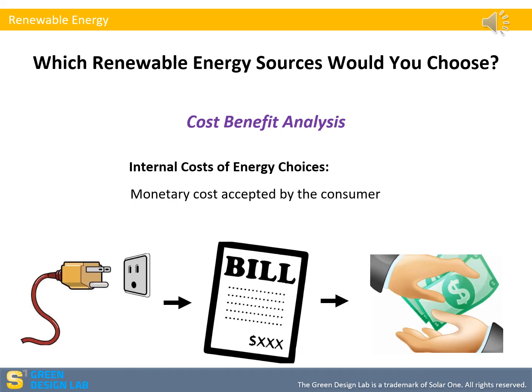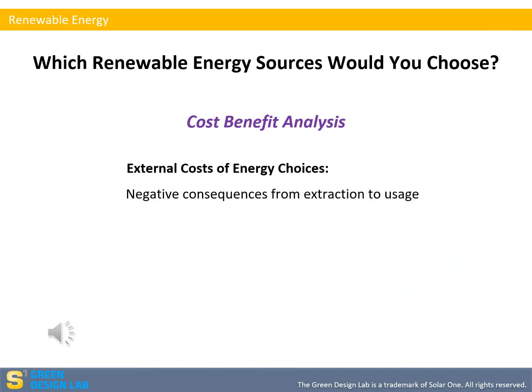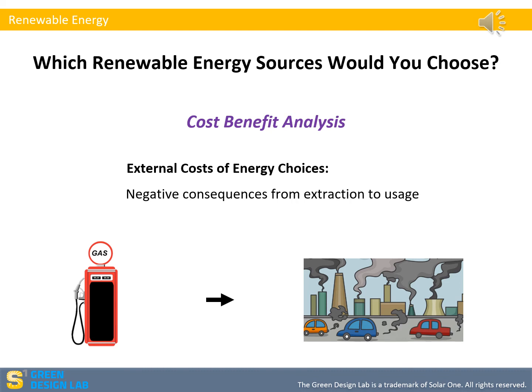For example, we use electricity, we get the utility bill, and we pay for the amount of electricity we used. A cost-benefit analysis must also consider the external costs of your energy choices. These are the negative consequences from extraction to usage. For example, when we put gas in the car, we pay money for the internal cost of the gasoline. But the external cost of the emissions from your car affecting air quality and people's health is a consequence that all of society pays for.